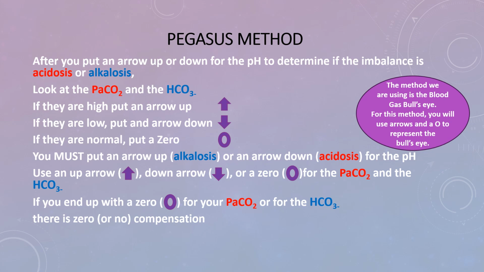That's our bullseye. You must put an arrow up for alkalosis, an arrow down, which is acidosis, for the pH. Use an up arrow, a down arrow, or a 0 for the bullseye for the PaCO2 and the HCO3. If you end up with a 0, a bullseye, for your PaCO2 or for the HCO3, there is 0 or no compensation.